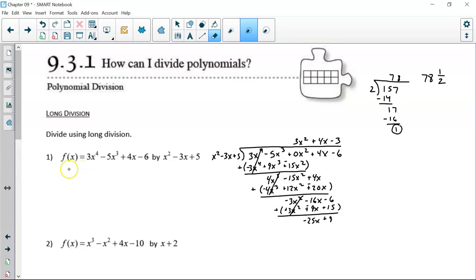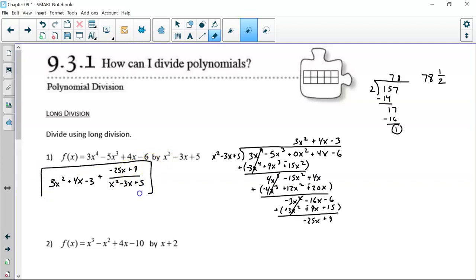So the way we would write our answer is our quotient, what we get up top: 3x squared plus 4x minus 3, and we have a remainder. For these, we add the remainder. So in this case, we're adding negative 25x plus 9 over our divisor, x squared minus 3x plus 5.